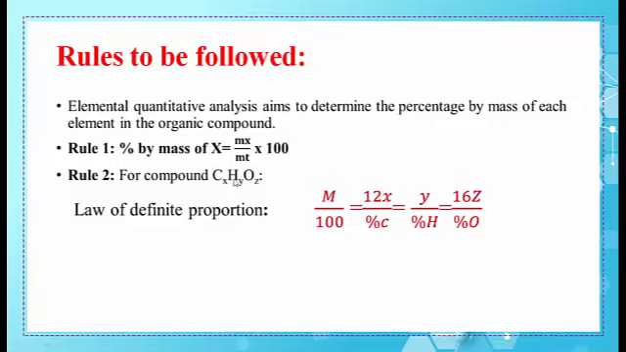is equal to the molar mass of hydrogen, which is 1, multiplied by the subscript of hydrogen, which is y, over the percentage by mass of hydrogen, is equal to the molar mass of oxygen, which is 16, multiplied by the subscript of oxygen, which is z, over the percentage by mass of oxygen.